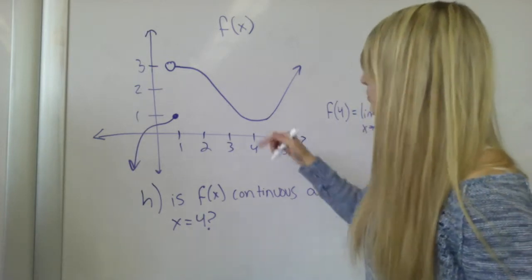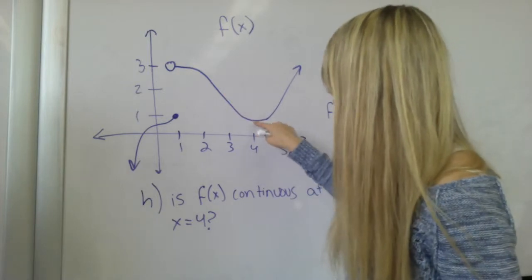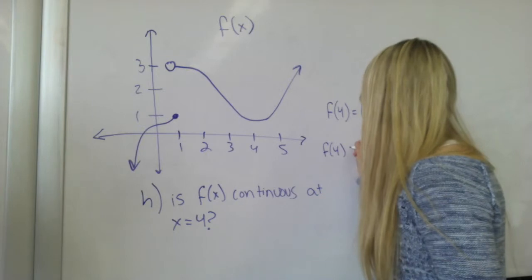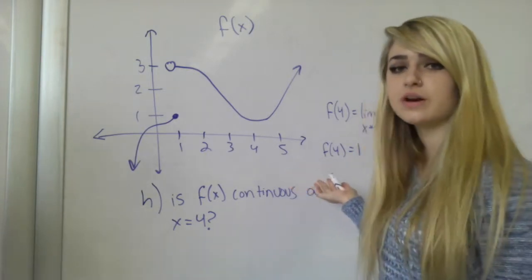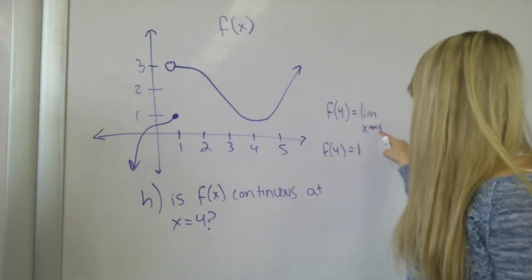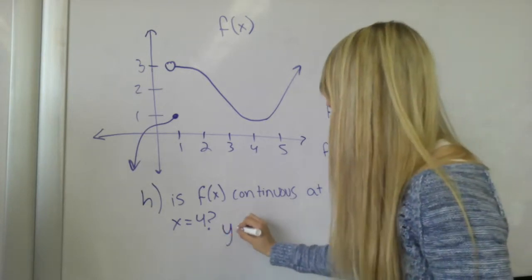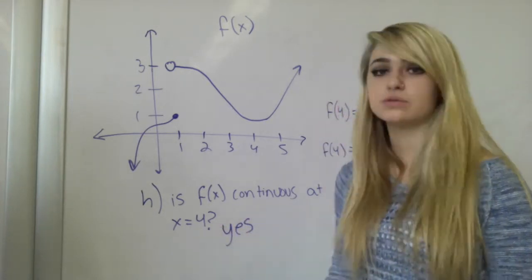So f of 4, when you just plug it in on the graph, you go to 4 and go up to 1. So f of 4 equals 1. And as we just found out, the limit as x approaches 4 is also 1. So yes, the function is continuous at x equals 4.